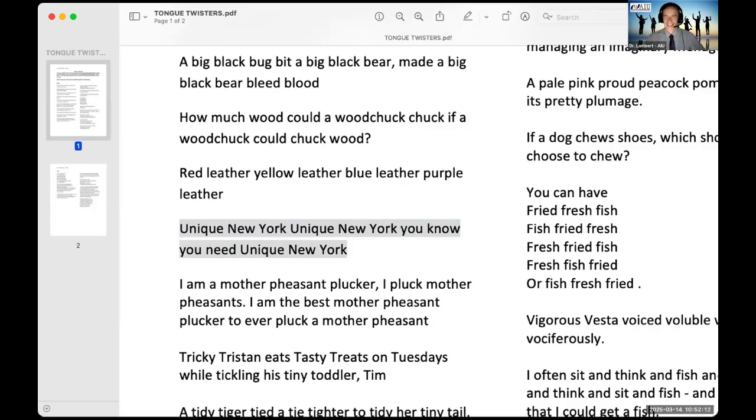Justine? Okay, let me try. Unique New York, unique New York, you know you need unique New York. That was good. Can you do it faster? Shoko, are you ready? Yeah, I'll do it faster.